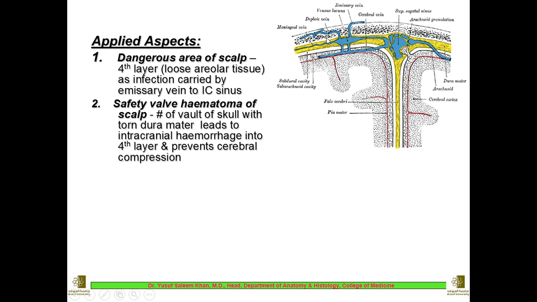So there is both the advantage as well as the disadvantage of the fourth layer. The fourth layer is called the dangerous area as well as the safety valve hematoma of the scalp, especially whenever there is a fracture of the vault of the skull with torn dura mater, which might lead to intracranial hemorrhage. This will drain the blood outside into the scalp, especially in the fourth layer where it is loose. Where there is a loose area, the blood can easily collect, and that prevents the brain itself from getting damaged.